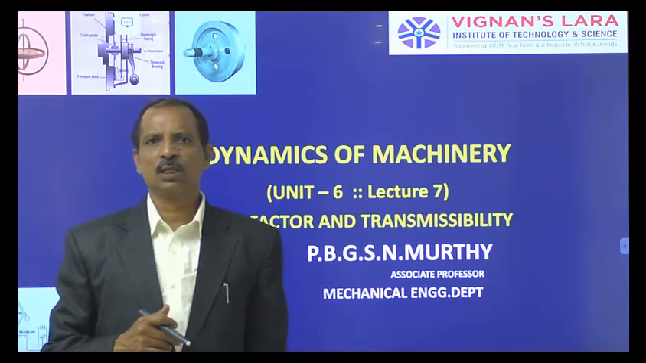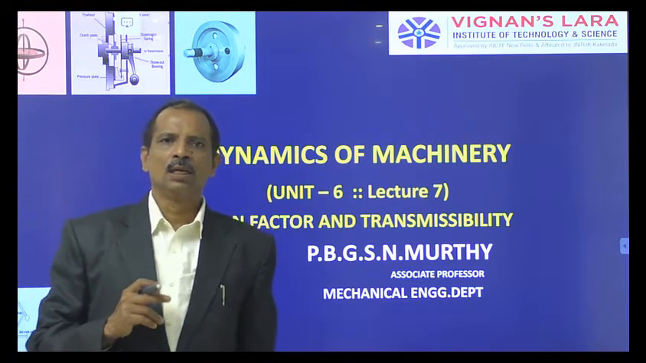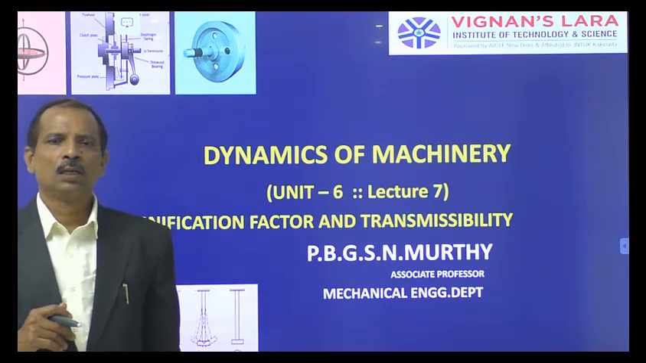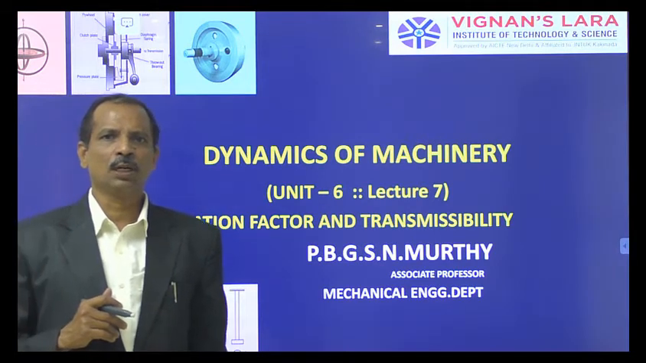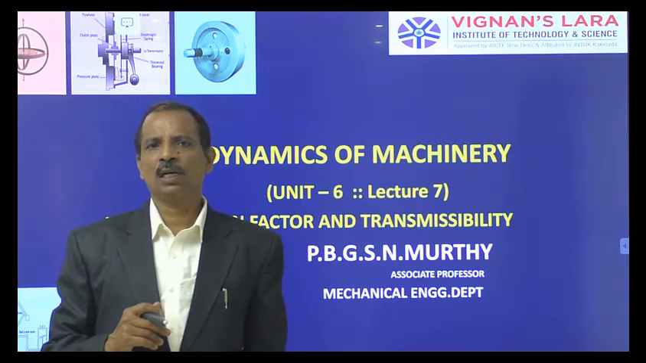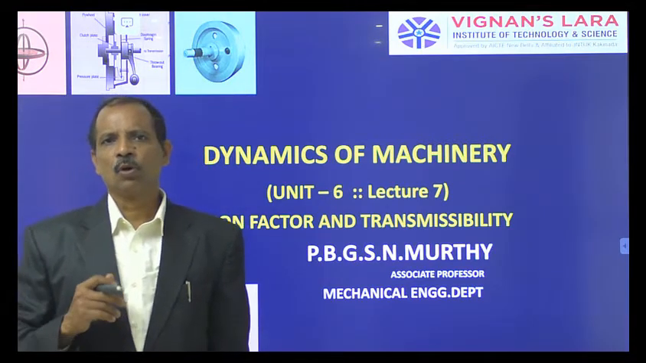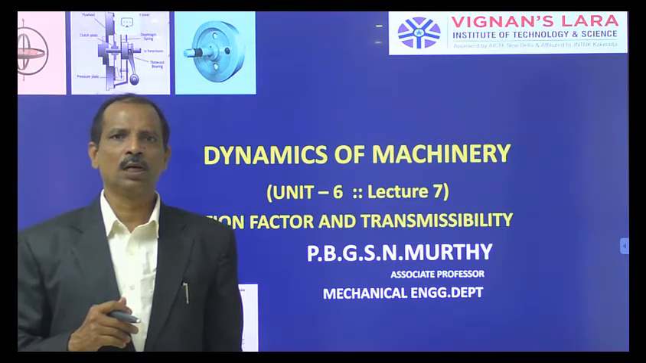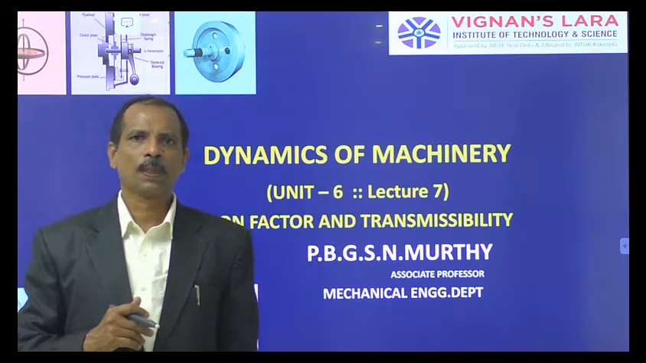So in forced vibration we have seen there are two types of vibrations. One is damped vibration and another one is undamped vibration. The difference is, in damped vibration there is some amount of external resistance which resists the motion of the vibrating body. In undamped vibration there is no external resistance which controls the vibration of the body.